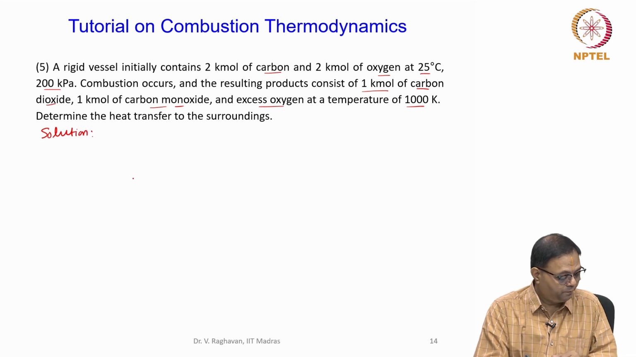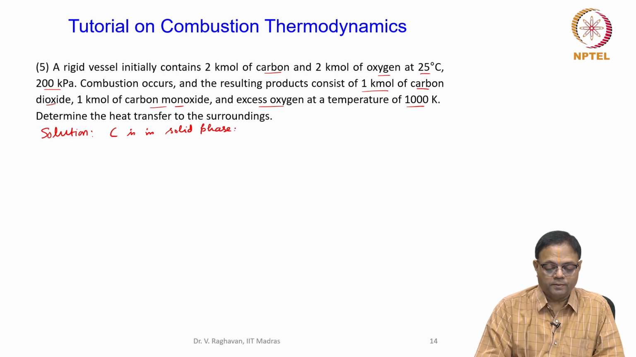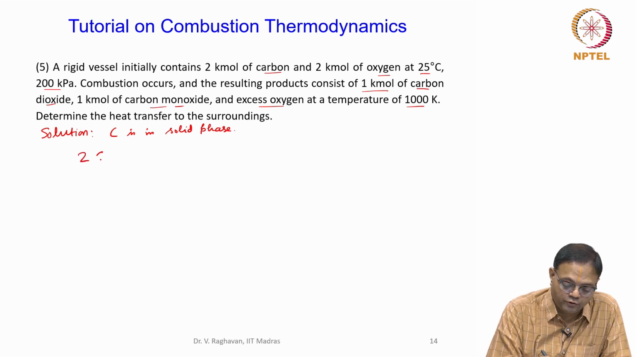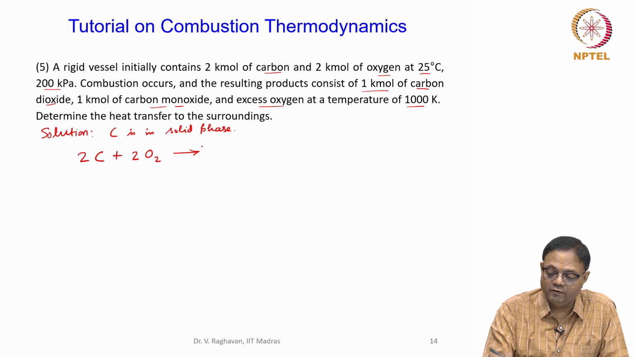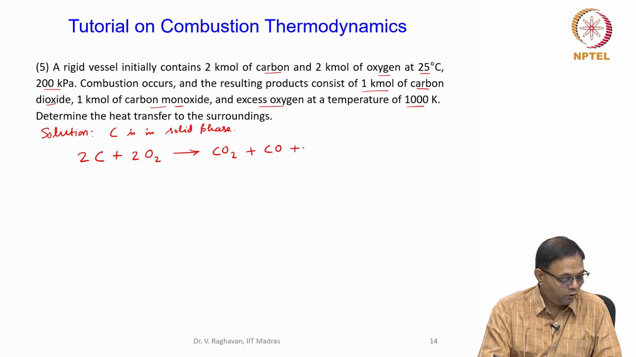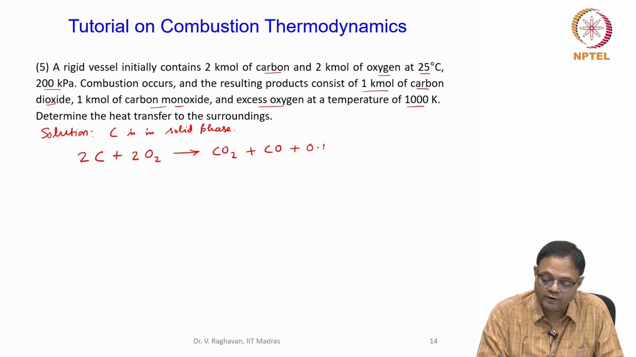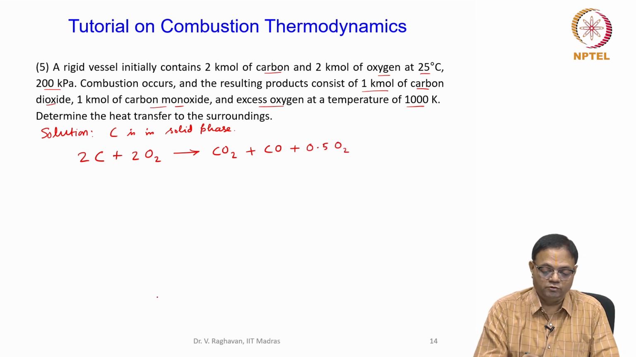So, we will work out the solution. The C is in solid phase. We will write the expression 2 kilomole of C plus 2 O2 giving, they are given the product composition also, 1 kilomole of CO2 plus 1 kilomole of CO. By carbon balance, 2 carbon is converted into 1 kilomole of CO2 and 1 kilomole of CO. By oxygen balance, the remaining oxygen, 0.5 kilomoles, will appear in the products. So, this is the reaction.